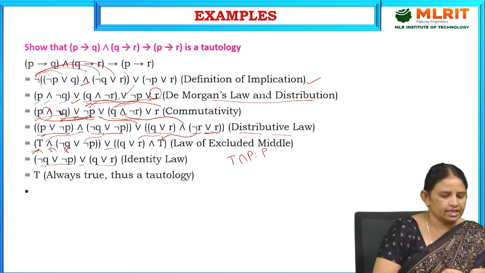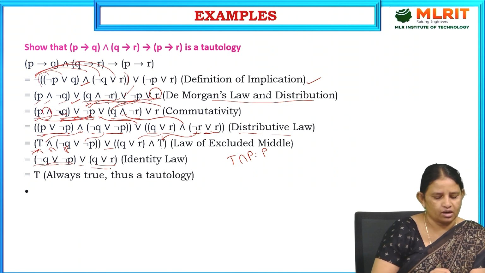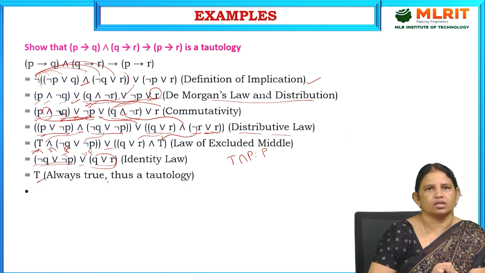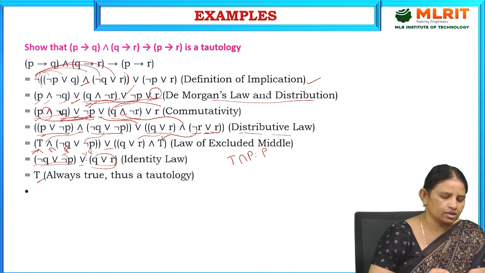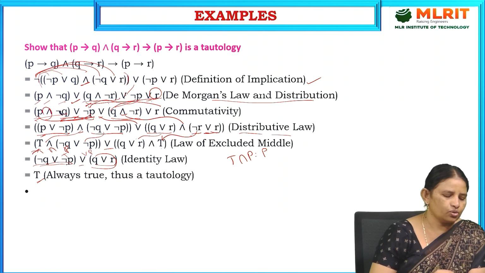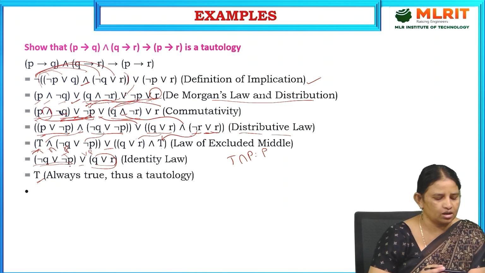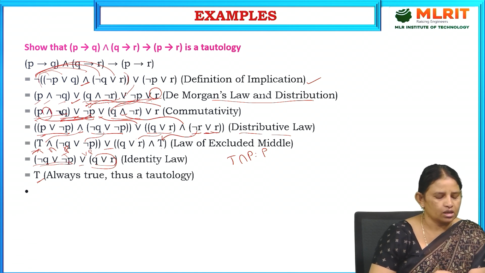So negation Q or negation P is a tautology. Tautology with any value is a tautology. So we are going to get the output as a tautology. That means it is always true. Negation Q or negation P is a tautology. Then according to the tautology, tautology with any proposition becomes a tautology.